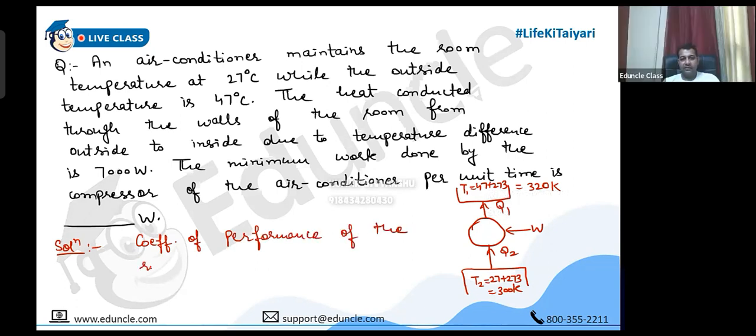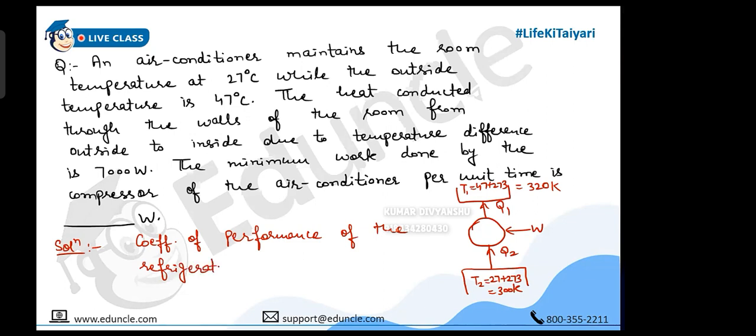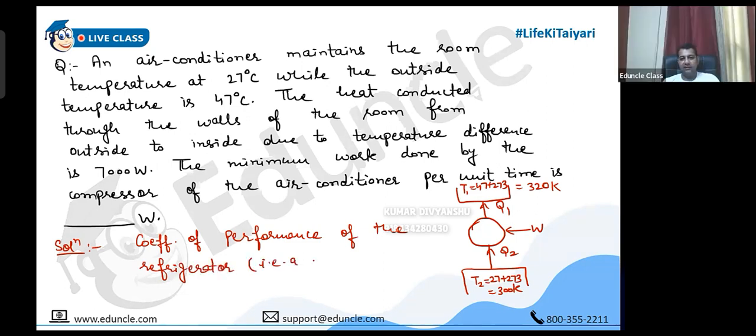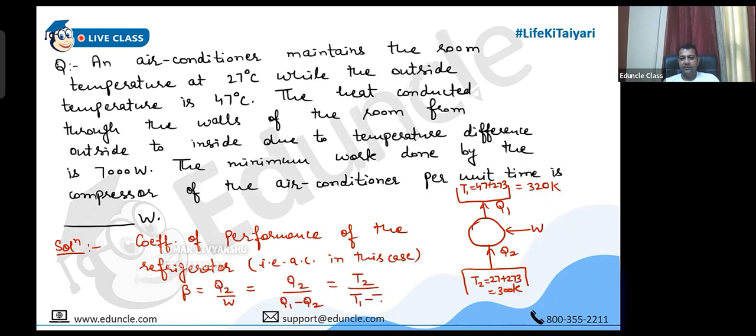Theta equal to 1 upon eta minus 1. That is for the AC in this case. It is beta equal to Q2 by W. Can I write it as Q2 by Q1 minus Q2 or T2 by T1 minus T2 like this? Okay.